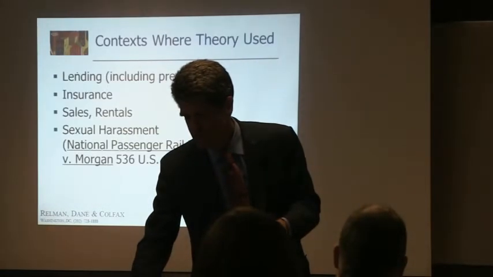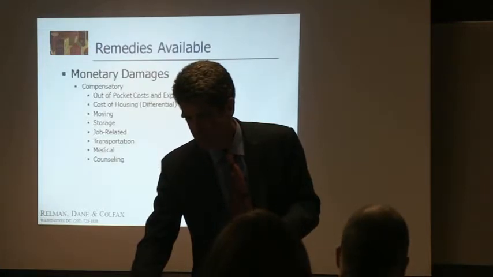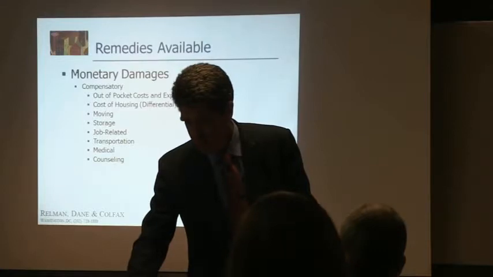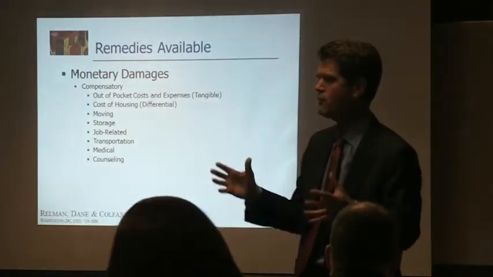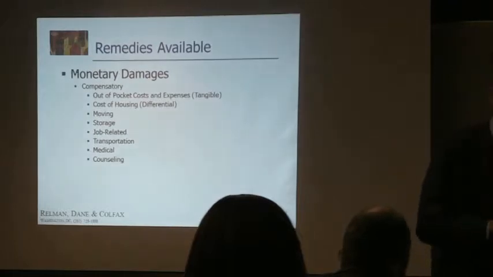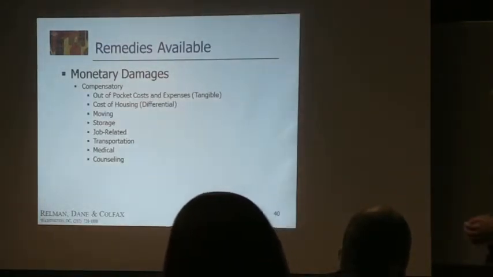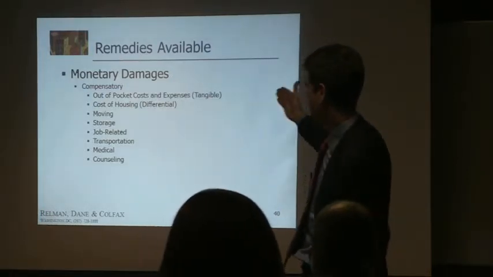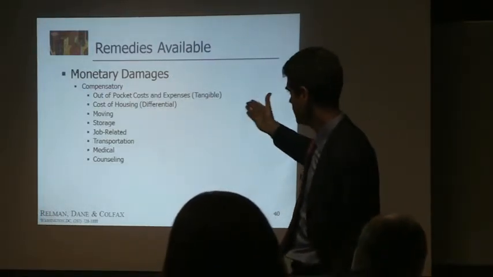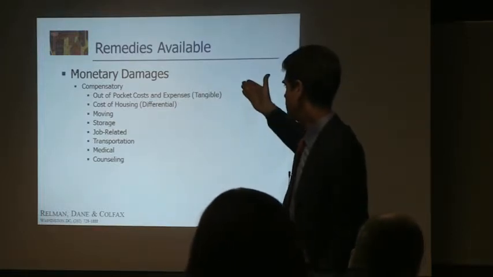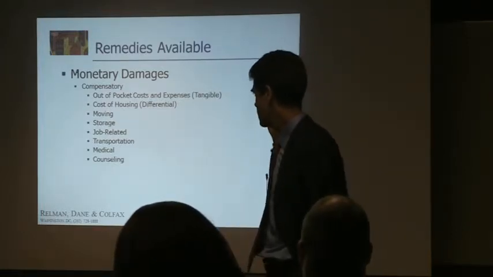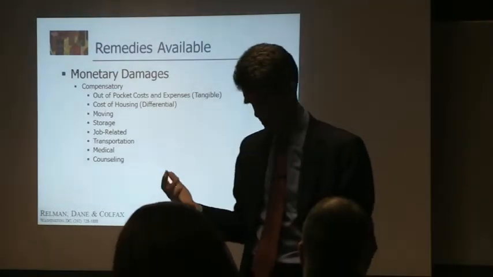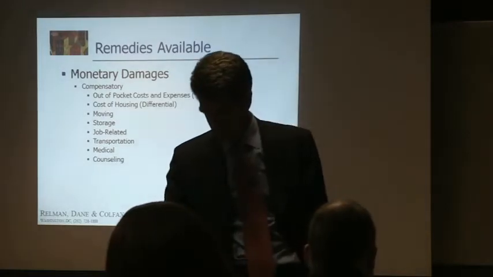Let's jump ahead. So I think that hopefully brings together a little bit of the discovery we talked about. Let's talk first a little bit about remedies and damages, and then how do I evaluate a case, and then we'll call it a day because we've been going on for a long time. So on the compensatory side, under the Fair Housing Act, you can get out-of-pocket costs and expenses, the difference in the cost of housing. You can get, for example, moving and storage costs, job-related costs, transportation, counseling because of the discrimination, medical costs.